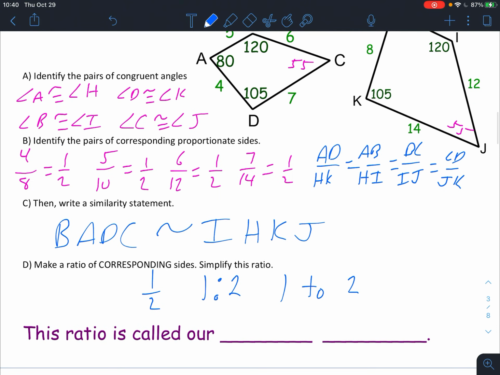This ratio has 2 different ways to name it. You can call it the similarity ratio, or some people like to call it the scale factor. Both of them are acceptable terms.